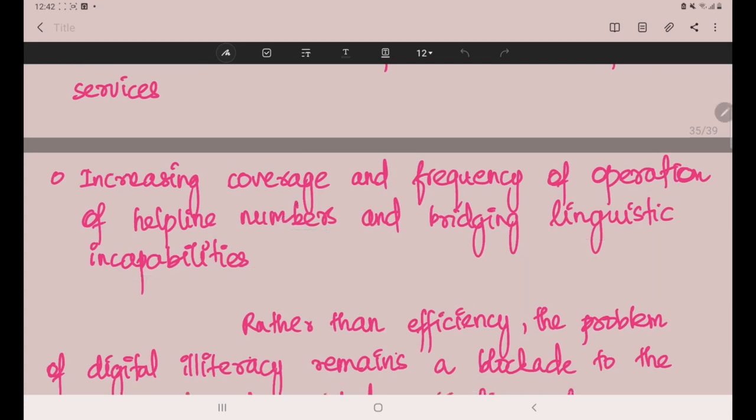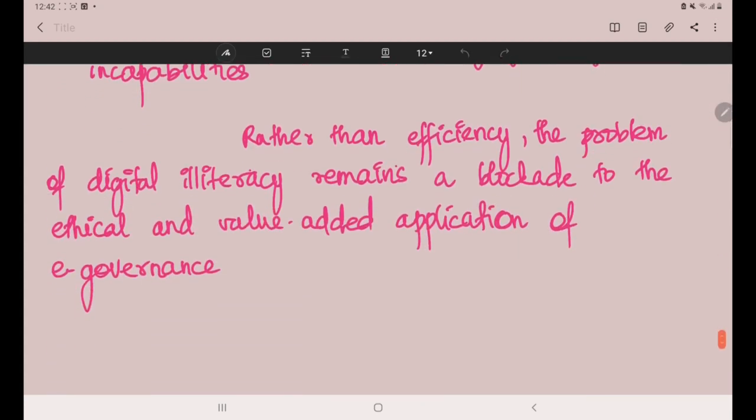Okay, then let's move on to the conclusion. Rather than efficiency, the problem of digital illiteracy remains a blockade to the ethical and value-added application of e-governance. So in conclusion, we are saying that before we move on to increasing the efficiency of e-governance, the first thing we have to take care of is to digitally equip the people. Only then is there any need of increasing the efficiency of e-governance itself.